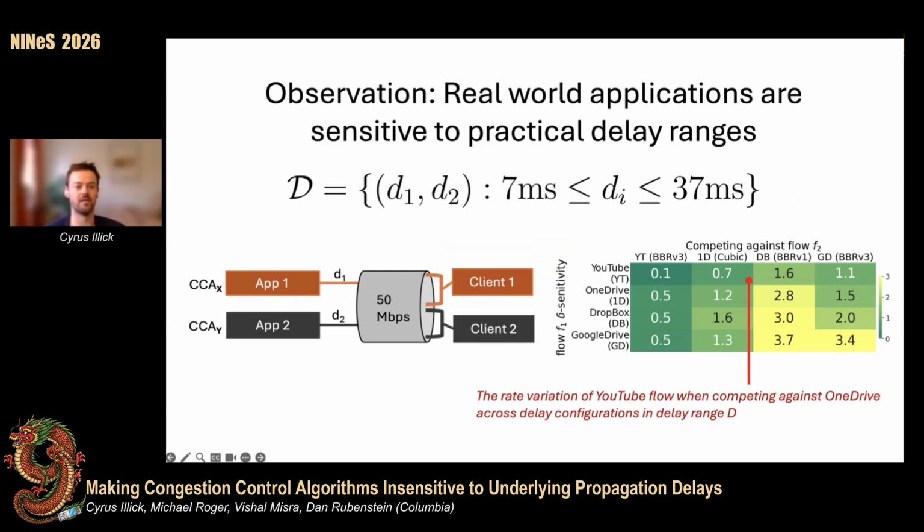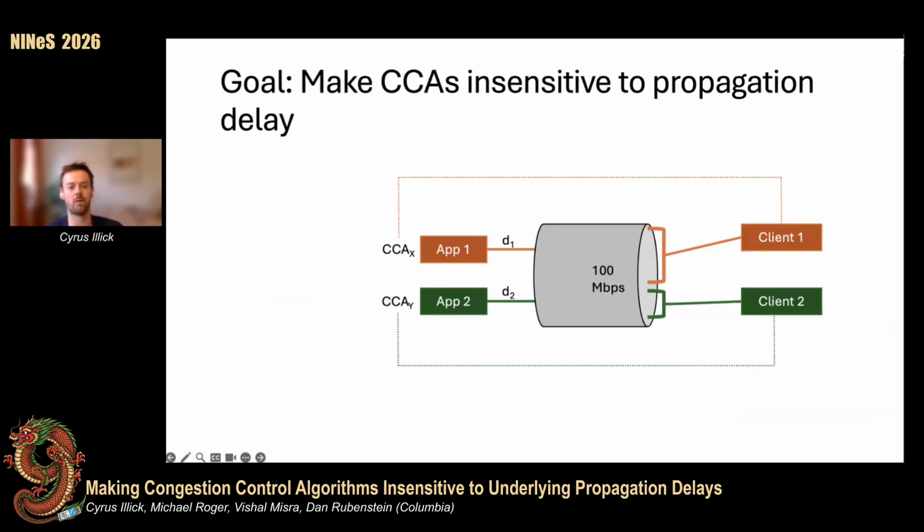Instead of focusing on specific configurations of propagation delay, we should quantify the sensitivity over the full range of practical propagation delays. In this figure, we plot the sensitivity of application 1, which is shown on the left of the figure, when it competes against application 2, which is shown above, in the range of propagation delays between 7 and 37 milliseconds. The significance of this sensitivity means that the performance of these competing applications will vary based on the propagation delays and will be unpredictable as just a function of the needs and decisions made by these applications.